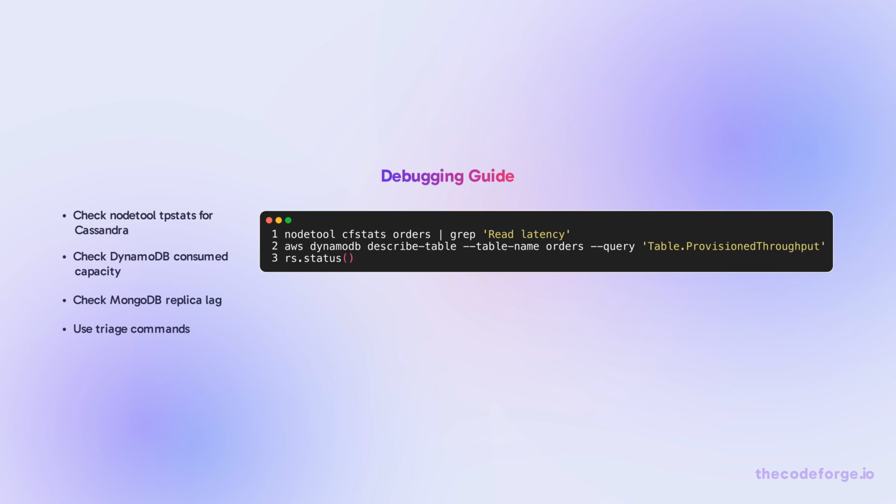To diagnose PACELC-related issues, use these commands. For Cassandra, check read latency with nodetool. For DynamoDB, check provisioned throughput. For MongoDB, check replica lag with rs.status.